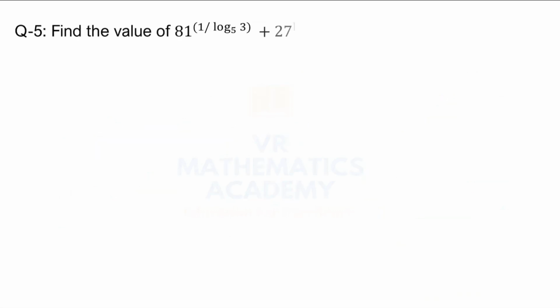In question number 5, we have to find the value of 81 raised to the power 1 over log 3 base 5, plus 27 raised to the power log 36 base 9, plus 3 raised to the power 4 over log 9 base 7. So in this type of question, we will apply the property on 81 raised to the power 1 over log 3 base 5.